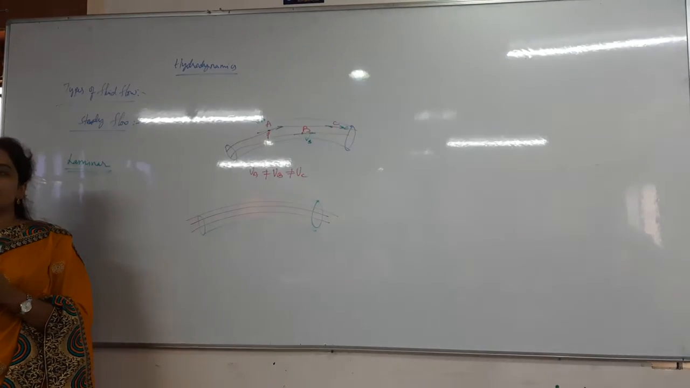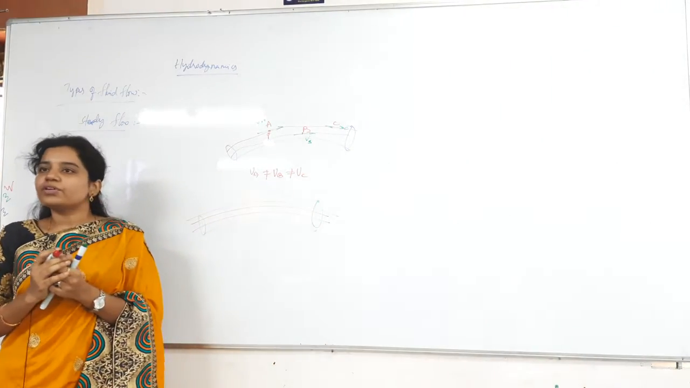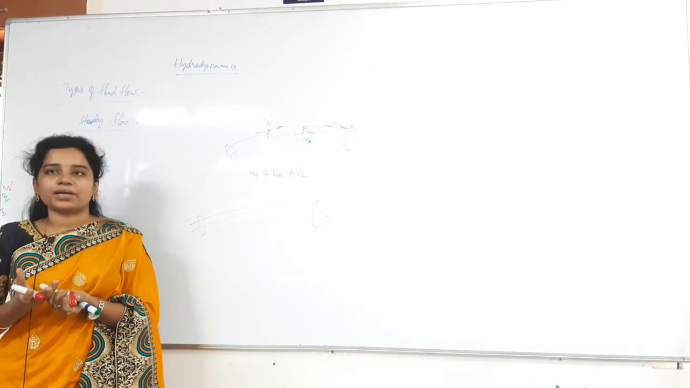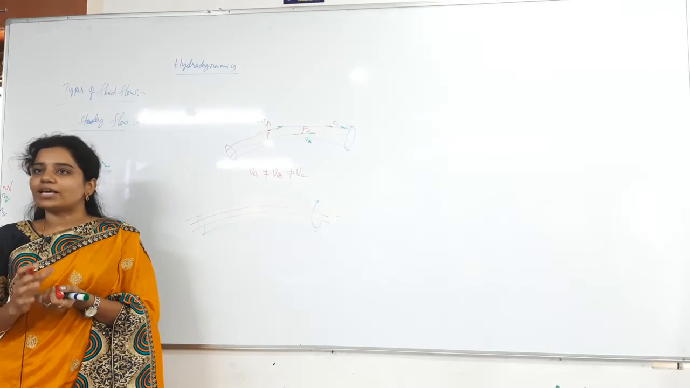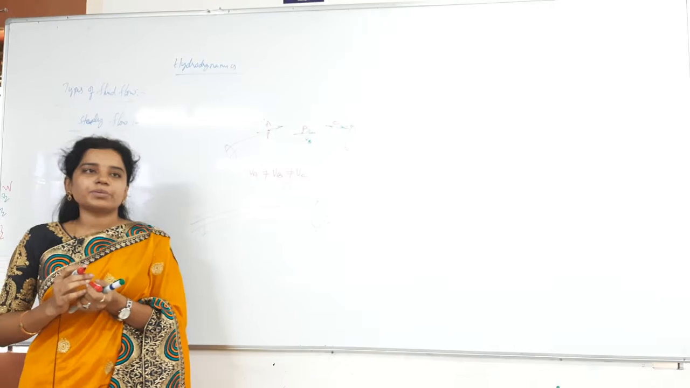Next one is turbulent flow. Turbulent flow is nothing but a zigzag manner. The fluid layers will flow in a zigzag manner. That flow is known as a turbulent flow. And next one is compressible flow. What do you mean by compressible flow?